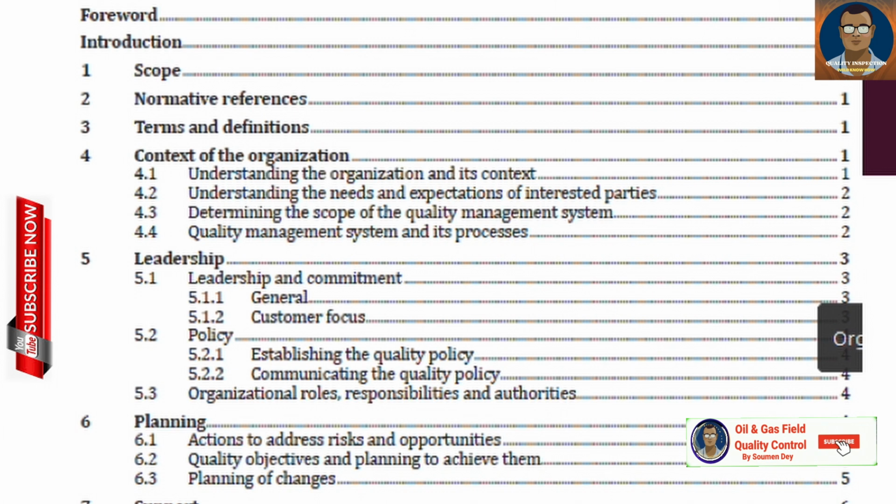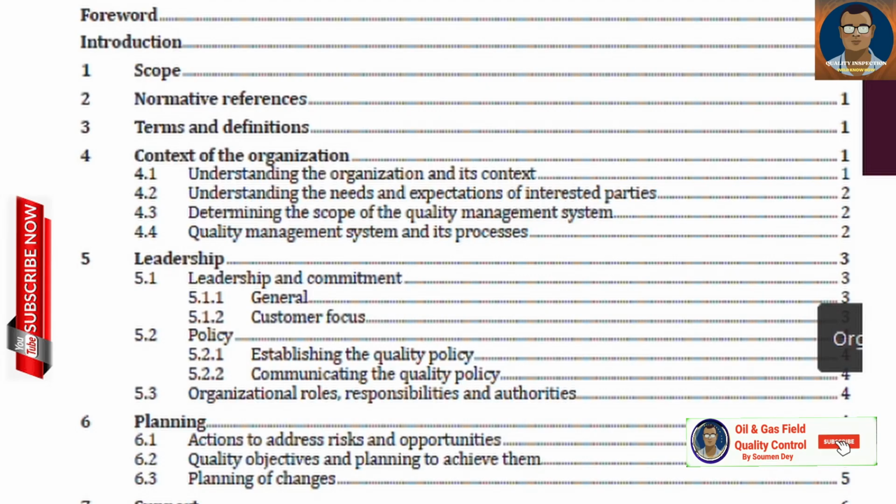Then comes leadership and commitment. This is the management behind a company, you can say. They decide the quality policy and the objectives of a company. When the objectives and policies are decided, then the company comes to the planning section. In the planning section, how to give service to the customer or how to manage a project depends on the purpose of the company or organization, where we are going to apply this ISO 9001.